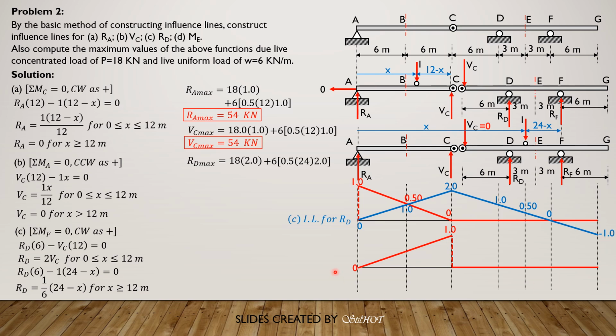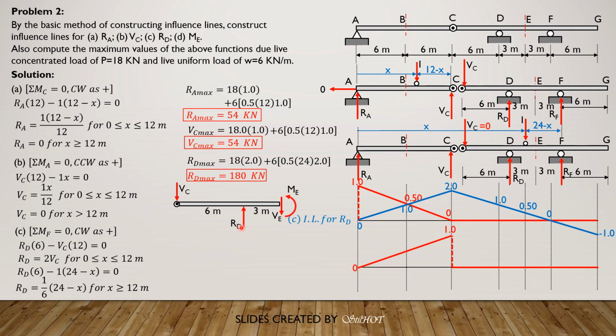That's it, the influence line for RD. And for the maximum RD, the positive area is greater than the negative area. So maximum RD is 18 times 2. We place the live load position, the concentrated load, here. So 18 times 2 plus 6 times the area of this triangle, which is 1/2 or 0.5 of 24 times 2. So RD max is equal to 180 kilonewtons.